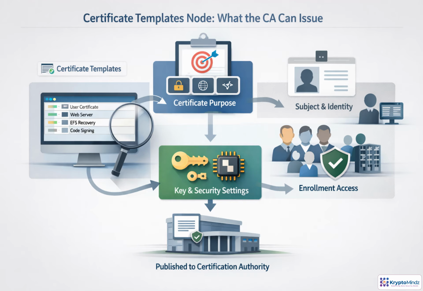Certificate templates act as blueprints that control what the CA is allowed to issue. Each template defines the certificate's purpose, how the subject name is constructed, and which cryptographic settings and key usages are required. It also encodes who is allowed to enroll for that certificate type. Once a template is published to a CA, it becomes available for users or computers to request, and the CA will only issue certificates that match those approved templates.